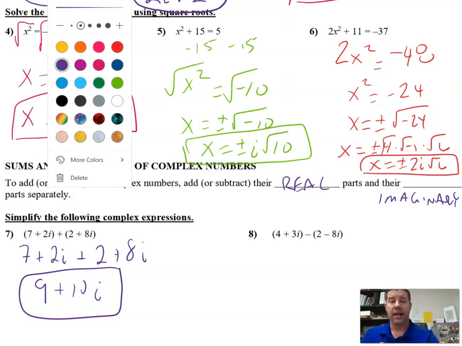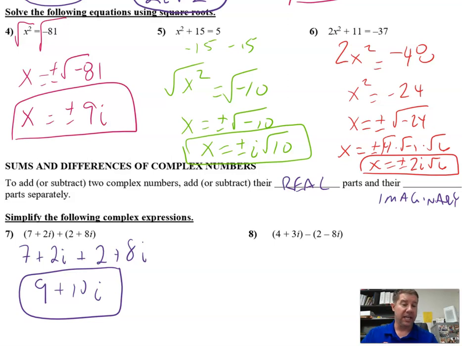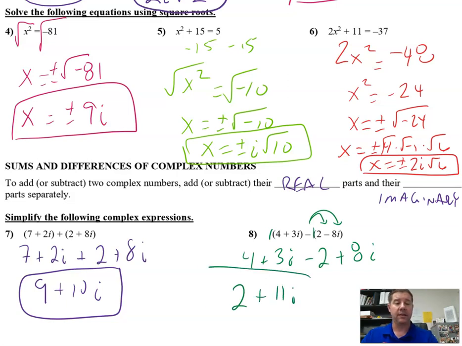Same idea on this next one here. I'm going to go ahead and get rid of my parentheses. In this case, I do have to just be a little bit careful because there is a negative in front of this back set I got to watch out for. So this becomes 4 plus 3i minus 2. Negative 1 times negative 8i is plus 8i. And now I'm going to put together my real parts. 4 minus 2 is 2. And my imaginary parts, 3 plus 8 is 11i.